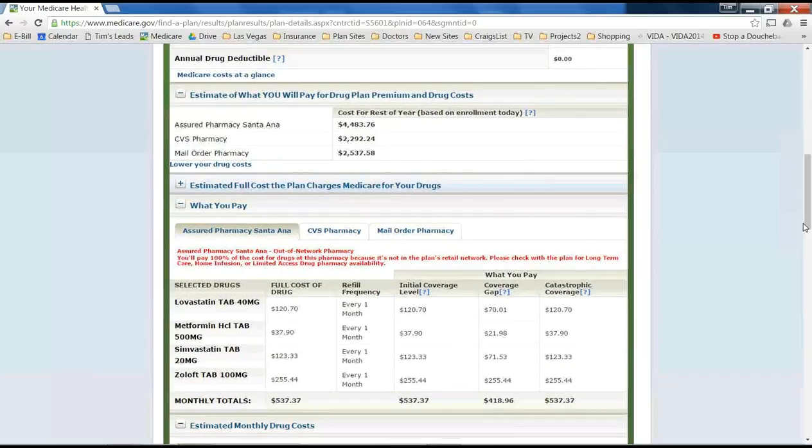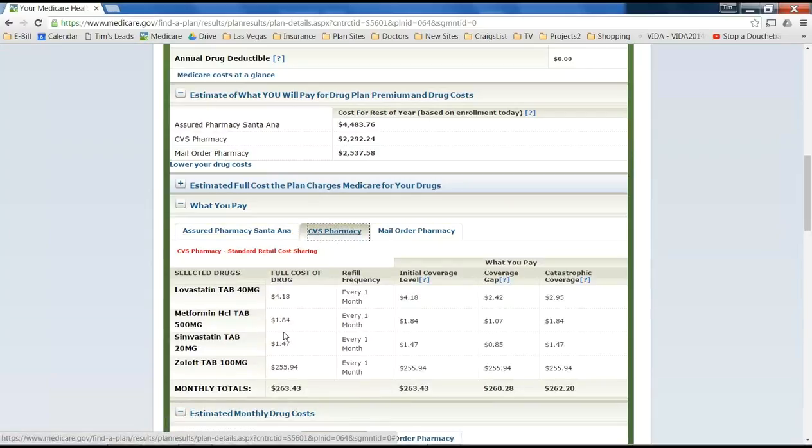So you could always tell them, hey, this is going to cost you $537 a month if you want to go to Assured, or basically half that, $263, if you go to CVS pharmacy. And don't forget, we left that brand medication on there. This would drop really low. Right now, it's not on the formulary, so it's $255 a month that they're spending to get that brand medication. We'll go more on that later, but this is a great resource to be able to break down to people.